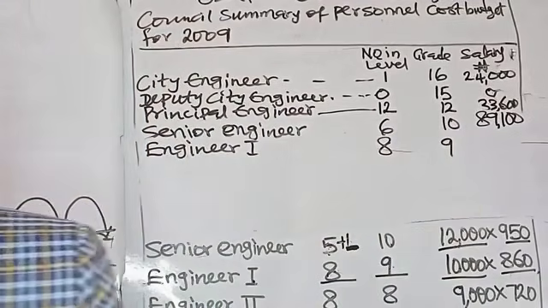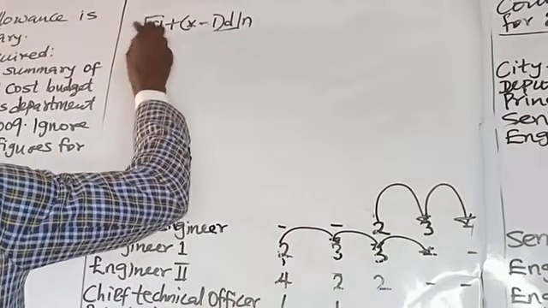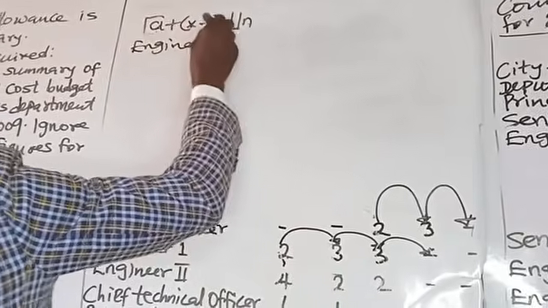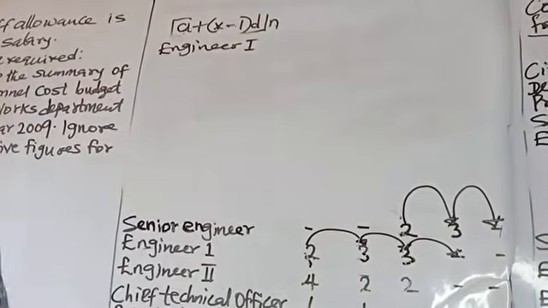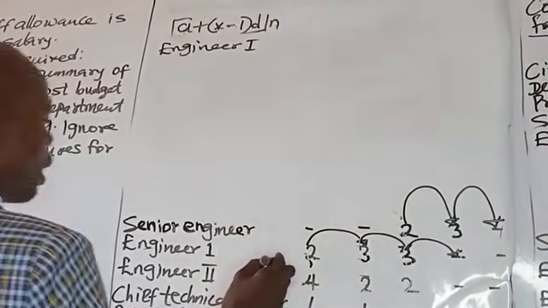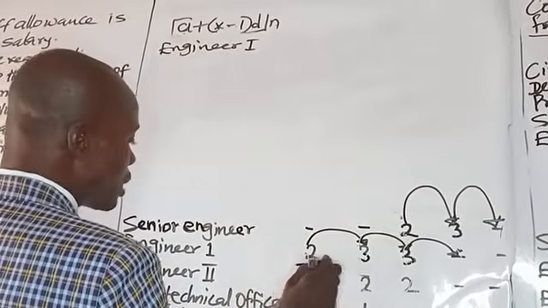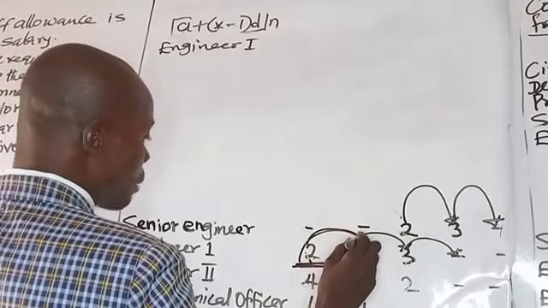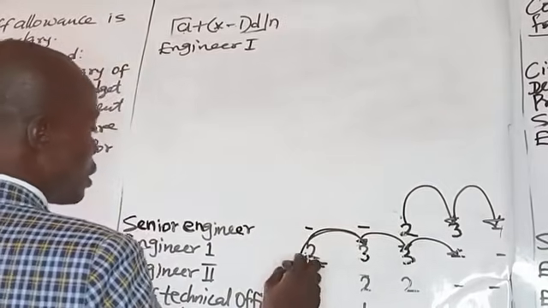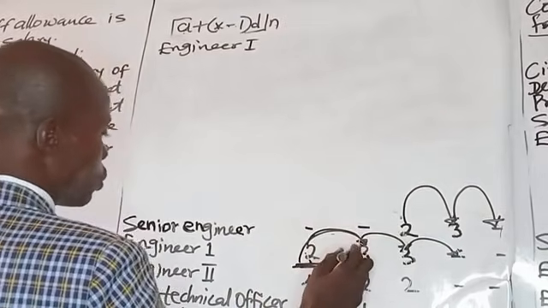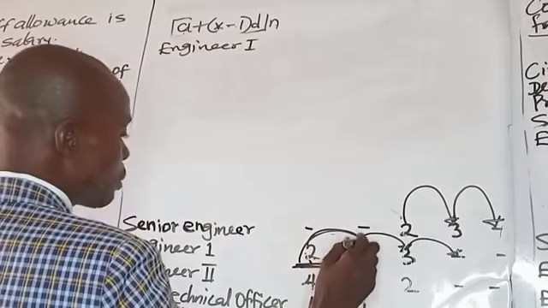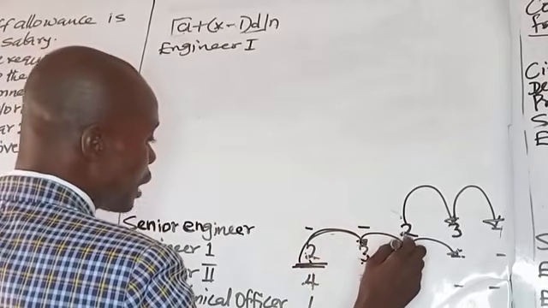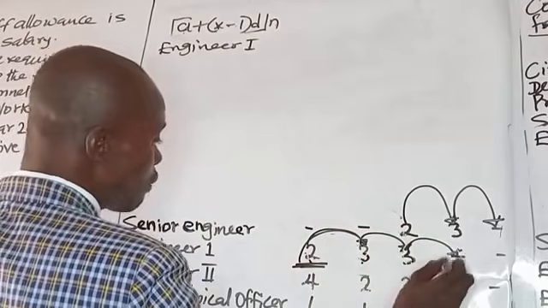So, Engineer 1. We have 8 employees. 2 of them were in step 1 before. They will now be moving from step 1 to step 2, as I've said. And 3 who were in step 2 will now move to step 3, and 3 who were in step 3 will now move to step 4.